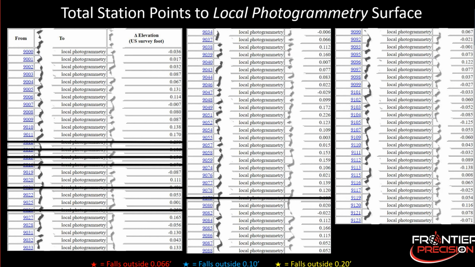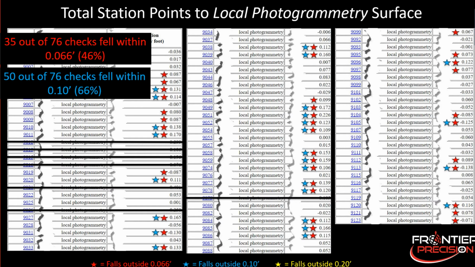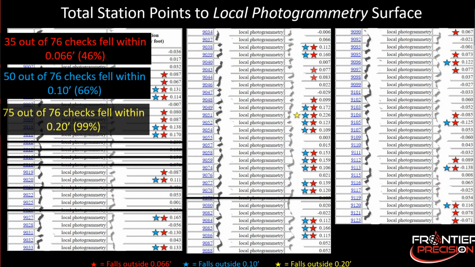So looking at the data, 46%, so 35 out of 76 of our photogrammetry points or checks fell within our 2 centimeter threshold. If we bump that up to a 1/10, we did a little bit better. We're up to 66%, so over half. And then when we go up to 2/10, actually all but one of them with the local photogrammetry fell within 2/10. So we were pretty happy with that.